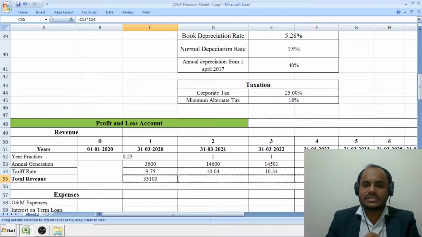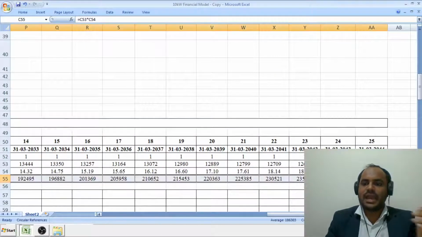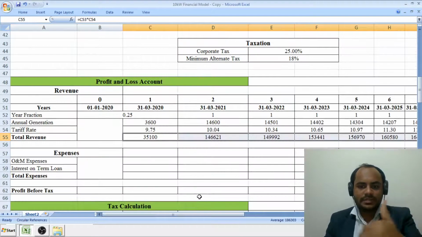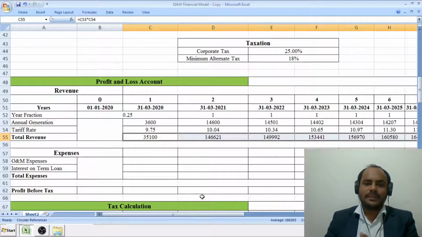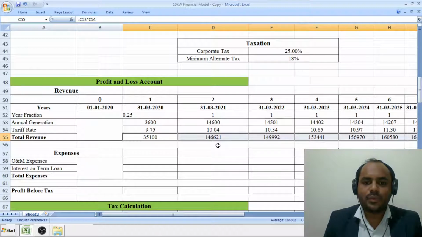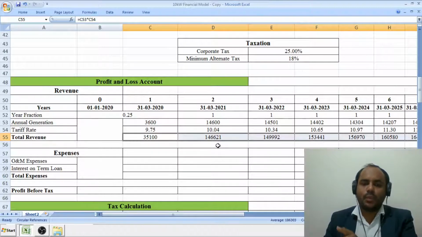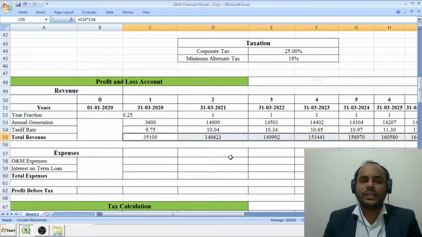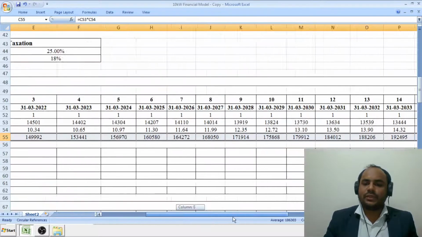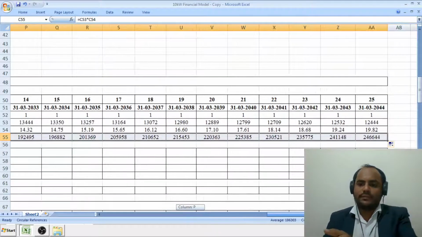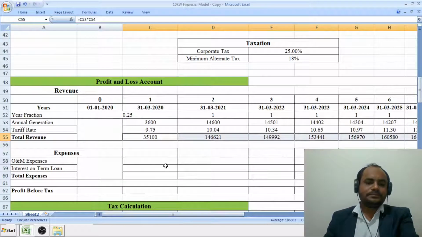Just pull this particular cell up to the 25 years of the span, and from this, for every subsequent year, we can see what amount of revenue we are generating. In the second financial year we are generating 1,46,621 rupees of revenue. In the third financial year we are generating 1,49,922 rupees. That much amount of revenue we are generating, and subsequently the 25 years of the span we can calculate with the help of this formula over here.